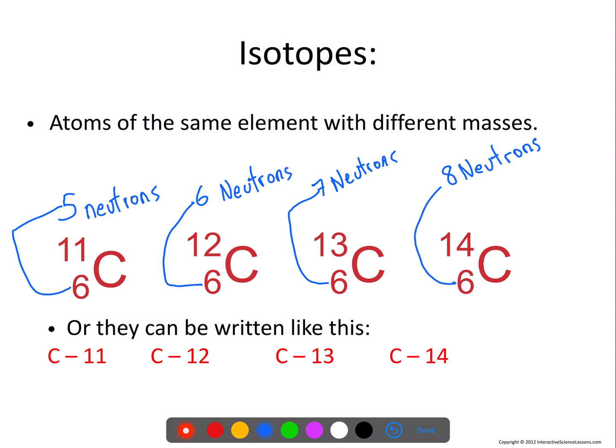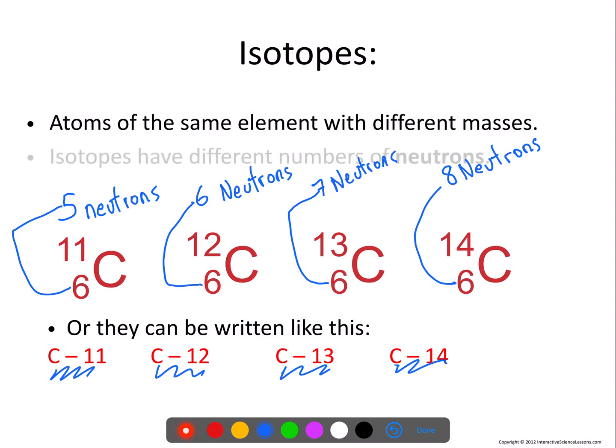Okay, so an easier way to note it is like this: carbon-11, carbon-12, 13, and 14, right? Because if you had to write it with the superscripts and the subscripts, you'd probably go crazy. We all would. Okay? And isotopes have a different number of neutrons. Got that.